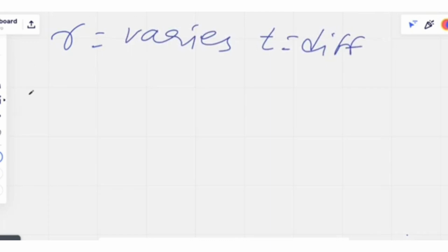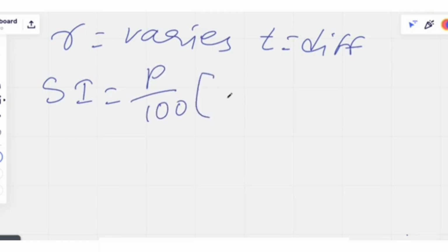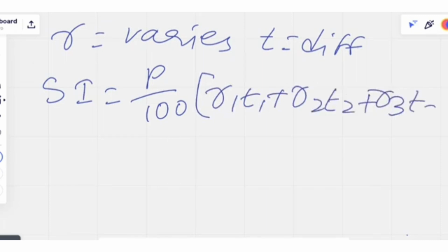Okay. So in that scenario, we have a simple interest formula, that is, simple interest is Sum by 100 into R1 T1 plus R2 T2 plus R3 T3. Okay. So this is the formula you have, and so on. Let's see a couple of examples to get a clear view in this kind of topics.